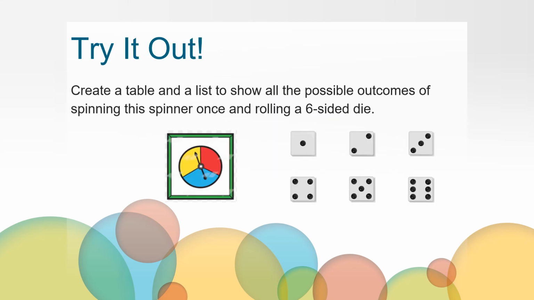Now it's your turn to write out our sample space. If you had to spin this spinner once and roll a regular 6-sided die, list all the possible outcomes. I'll give you a couple minutes to write your list down.